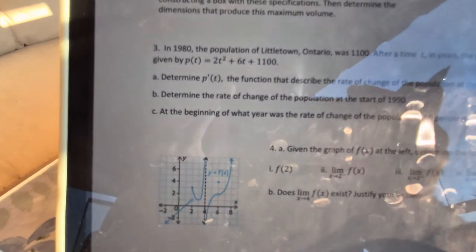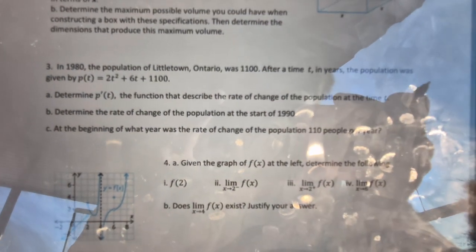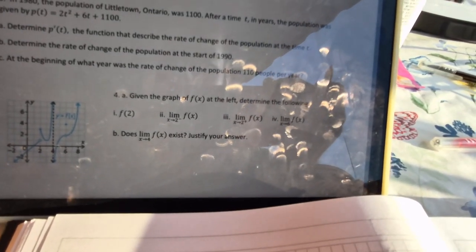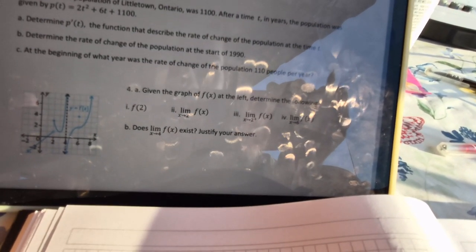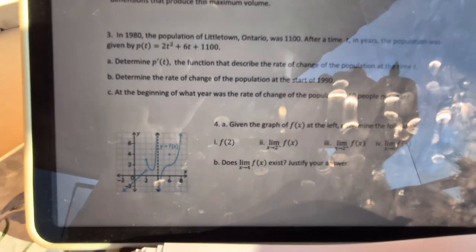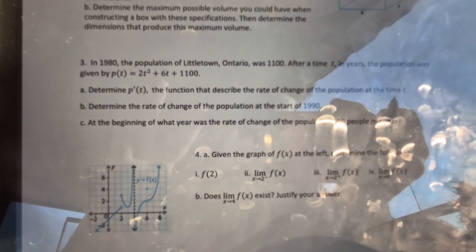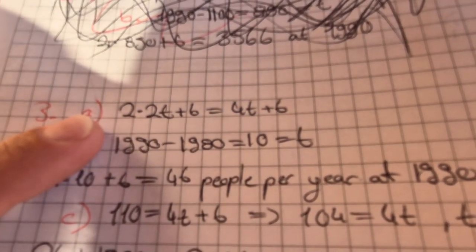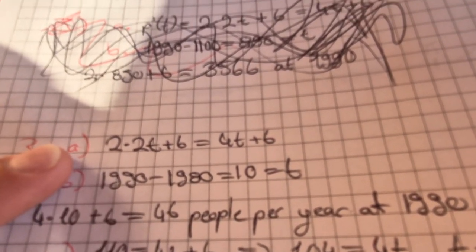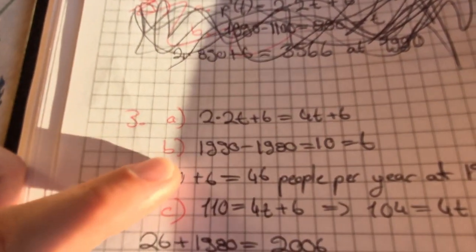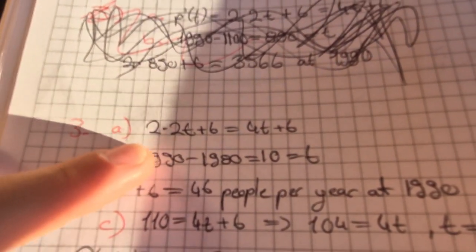In the third question, it's about population. In part A, it asks for the rate of change at time t, so it's basically asking us for the derivative of the function. I hope it focuses. Okay, in part A, I just found the derivative. Since the function is this, I found the derivative by the formula.